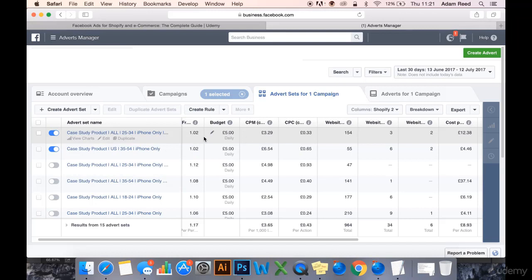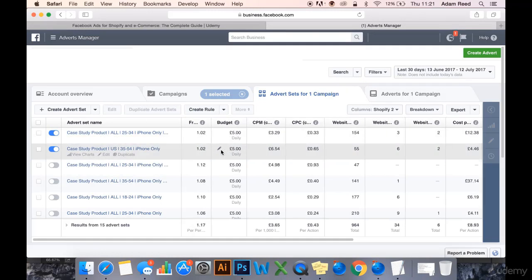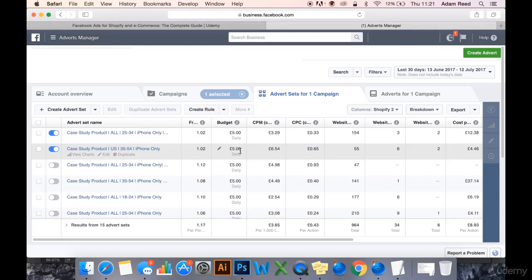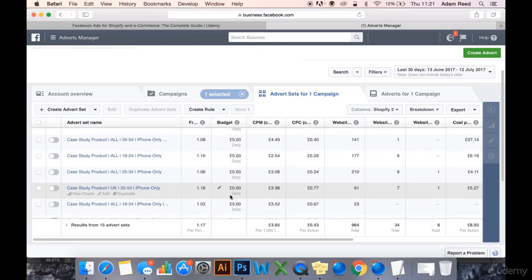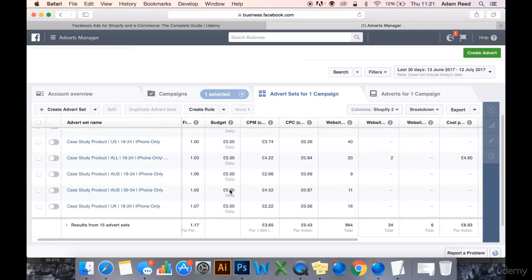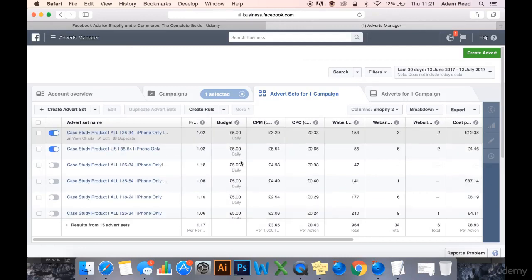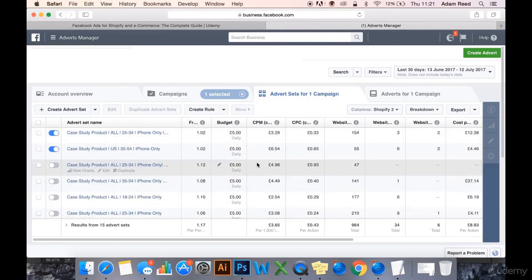And what I'm going to do is I'm going to redo them, as I said, as carousels. I'm going to do 18 to 24, 25 to 34, 35 to 54 for the US, UK, Australia, maybe Canada, and maybe Germany. So I'll be basically redoing all these iPhone only, Facebook newsfeed only.